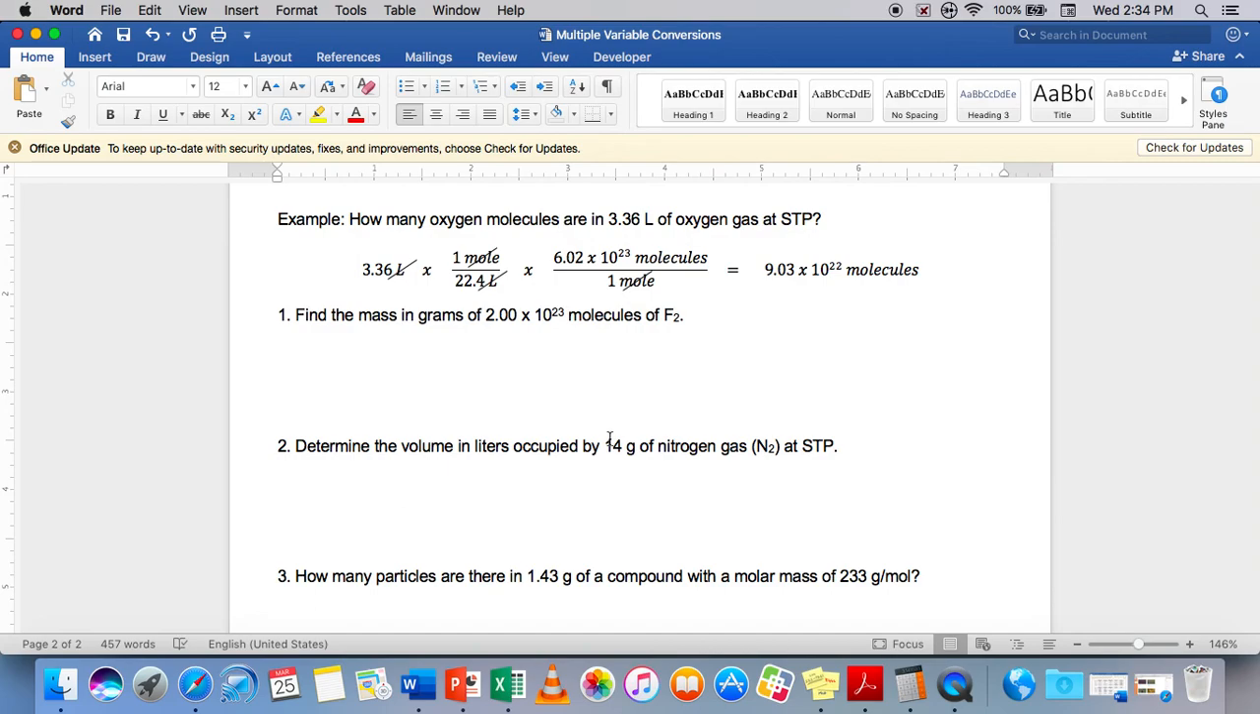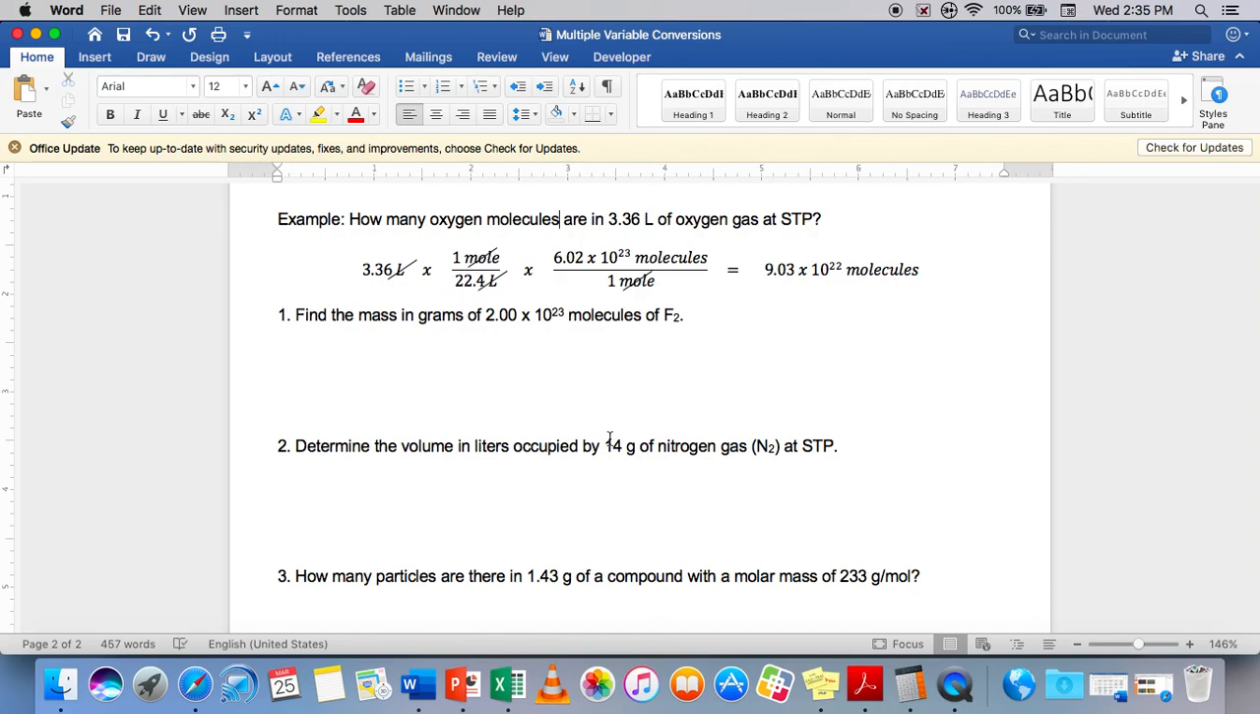Okay, do this along as you watch the video. Find the mass in grams of 2.00 times 10 to the 23rd molecules of F2. Okay, so F2 is fluorine gas. So we want to know, find the mass. What is the mass in grams? Okay, so that's my ending point.